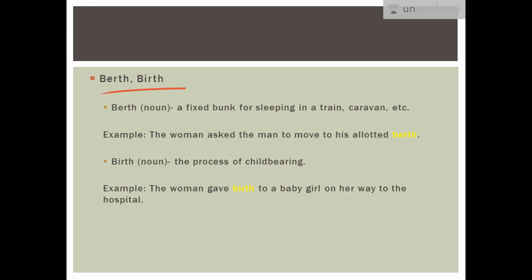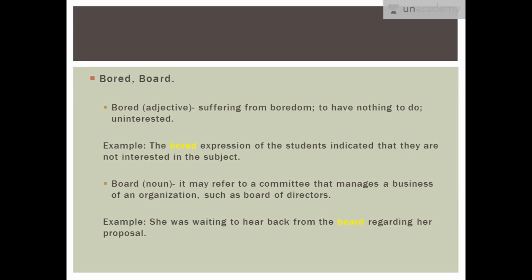This is very simple. The next part is birth, which is a noun, and this is probably the most common word, so it's not complicated, but I'll give you the meaning: the process of childbearing. Now the example is the woman gave birth to a baby girl on her way to the hospital. So I'm not going to explain this, it's very easy. So let's skip on to the next word.